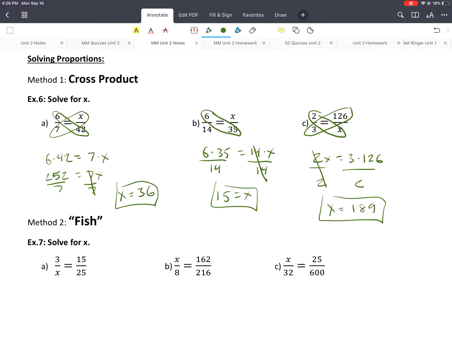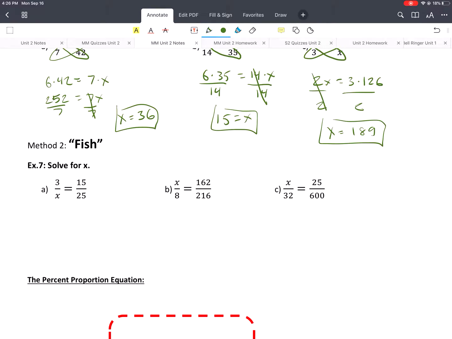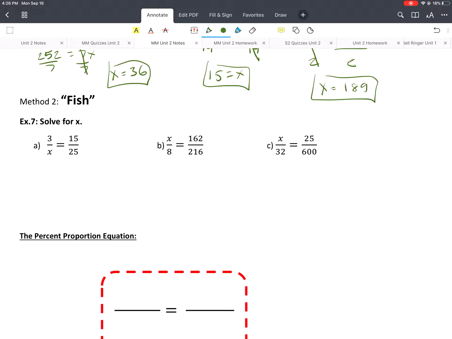Okay, method 2, some people call it the fish method. So you always start either above or below your variable. So here 3, we'll go 3 times 25. So we multiply, and then we divide.